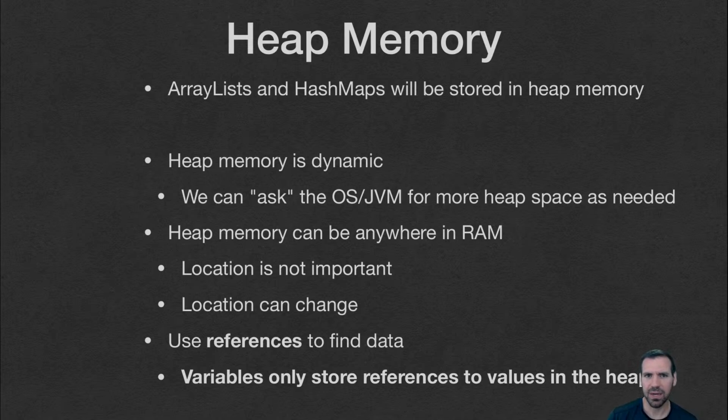For now, we're just going to see array lists and hash maps, which are like our Python lists and dictionaries. These are the two data structures that you've already seen. These are the Java versions of those. These are the first things that are going to go in the heap. But what is the heap?